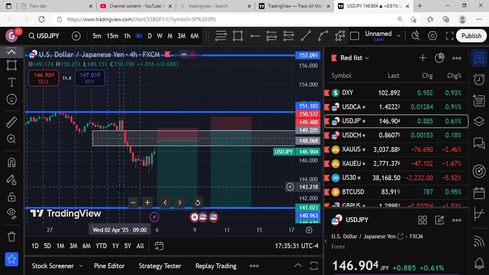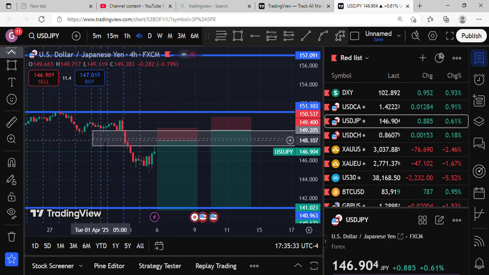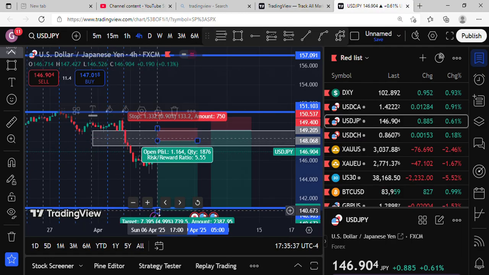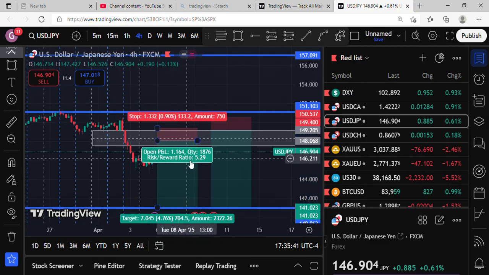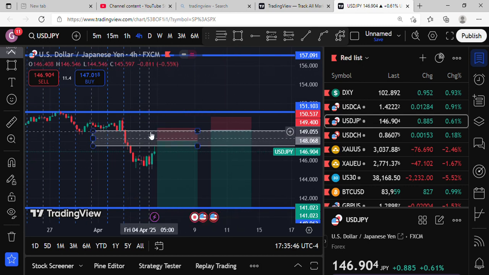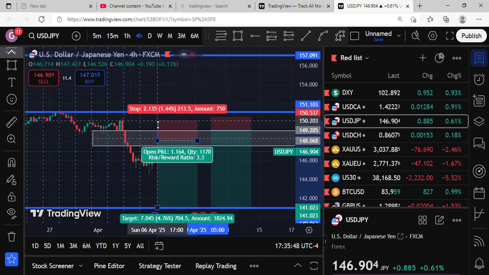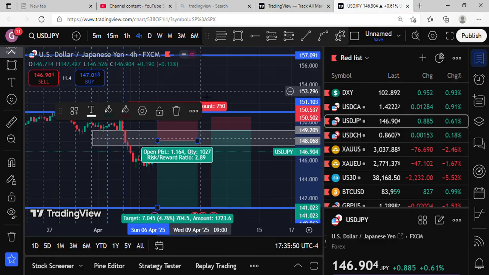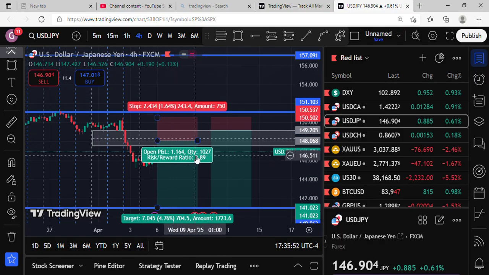I think this is it. I think I got it. Yeah, I think that's it. Yeah, that's it. And then price comes all the way here. So this gives a 1:5, this gives a 1:6, or you could just put it here and then cover the high of the candle, and then there's a 1:2 trade, right?